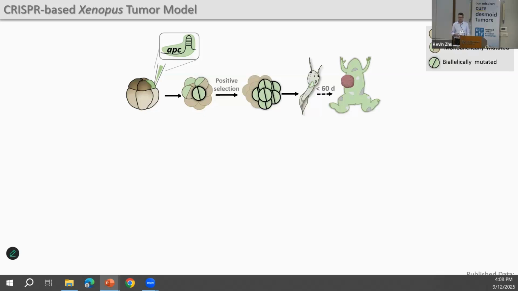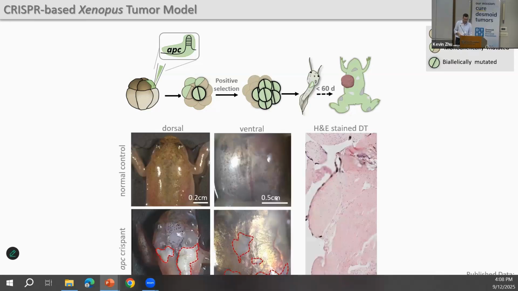The way we do it is in a mosaic fashion. We inject guide RNAs at a low concentration together with Cas9 in a particular blastomere in the embryo. The cells divide very rapidly in the embryo, but by some chance, some cells will acquire the biallelic frameshift mutation in APC, and they will further develop into a desmoid tumor, as you can see here and as we have published before.